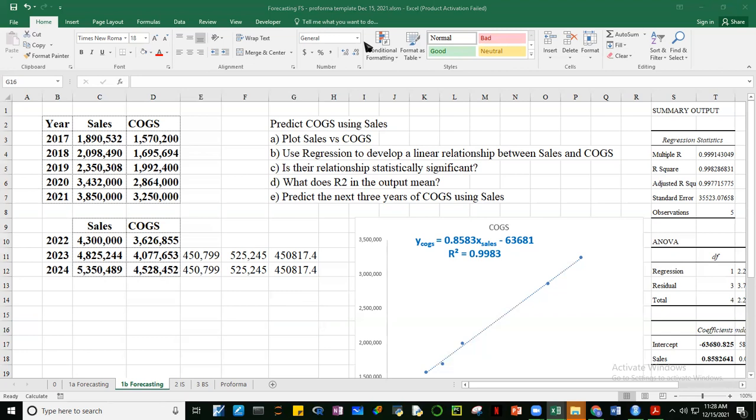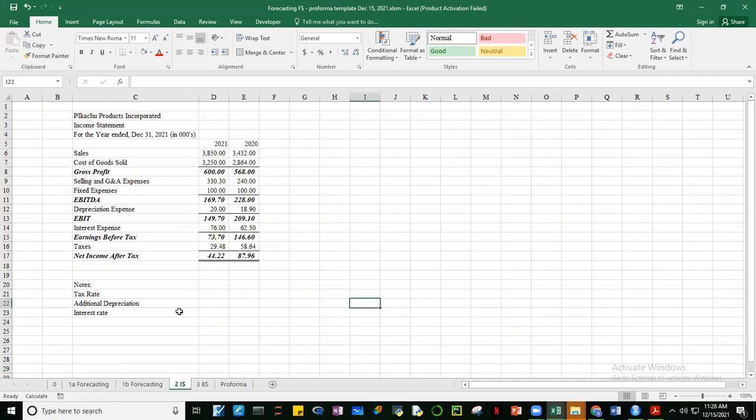Okay, thank you. Although 5 lang yung nag-respond, no? Sana mas maraming mag-respond. Okay, so let's now go to our forecasting of financial statements.